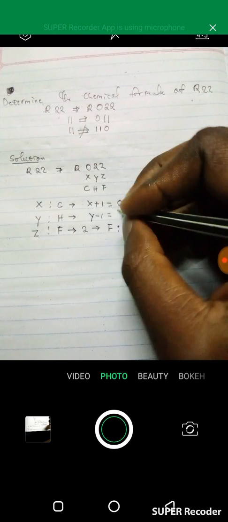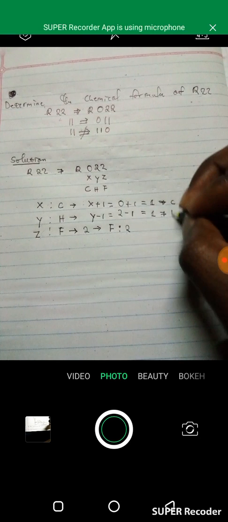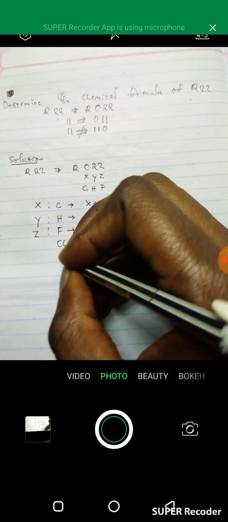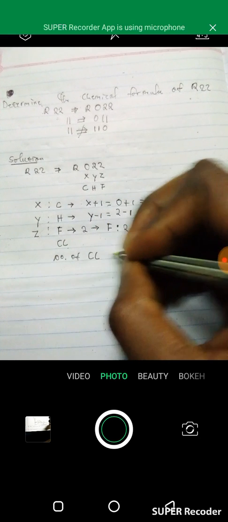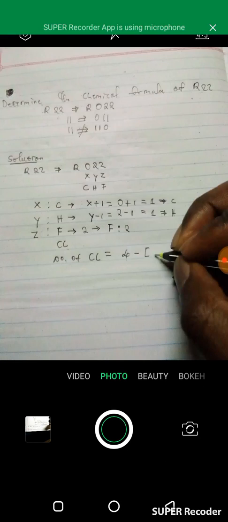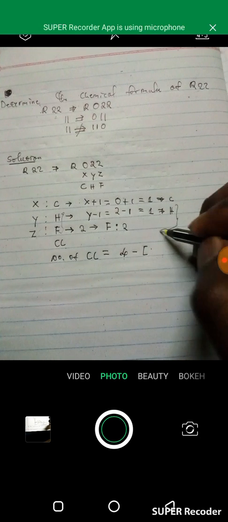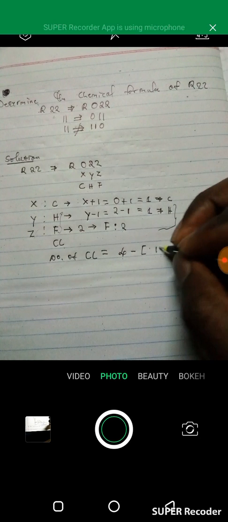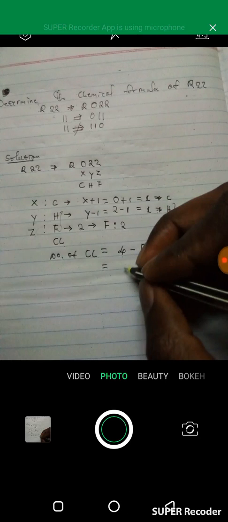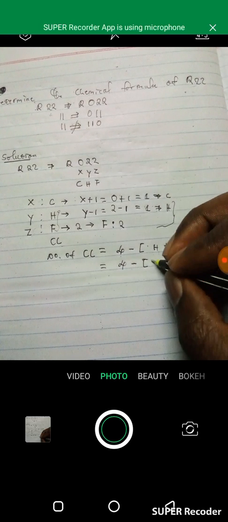Then you also determine your chlorine. The number of chlorine atoms is given by 4 minus these two. In other words, the values you got here and here are H plus F. So this is 4 minus: the hydrogen atoms have 1, and the fluorine atoms have 2. So this gives you 4 minus 3, which is 1.